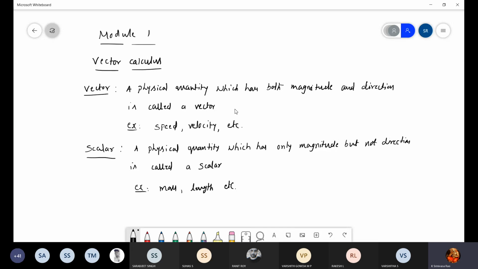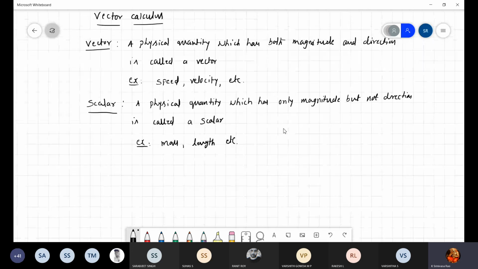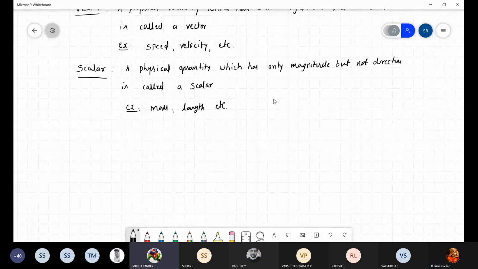Okay. Yes, sir. Next is, yes. Excuse me, sir. Speed is a scalar quantity, no?